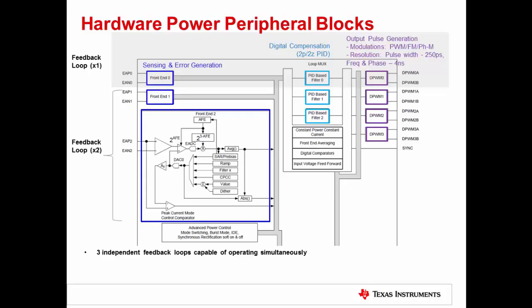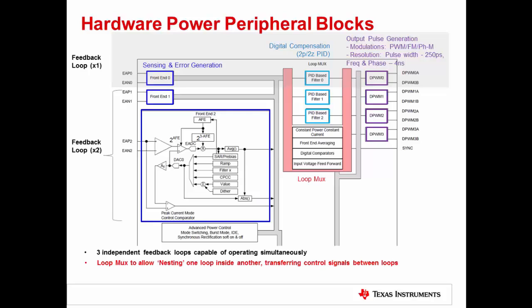Next, in power supplies, it's quite common to send signals from one control loop to another. A classic example is average current mode control, where an outer voltage loop sends a command signal to an inner current loop. In order to achieve these functions, the UCD3138 device has the hardware block known as the loop multiplexer, which allows one loop to be nested inside another.